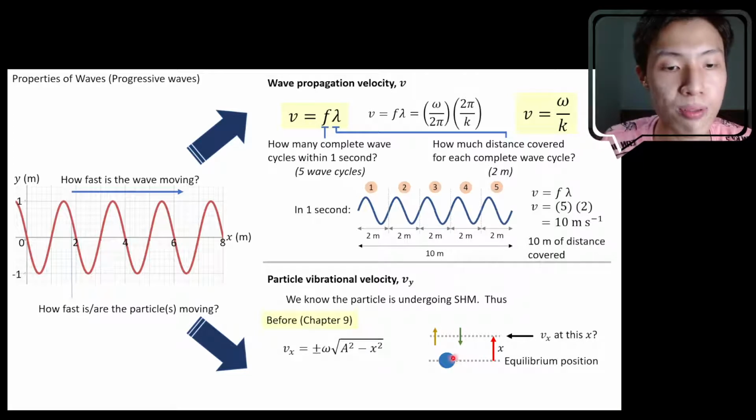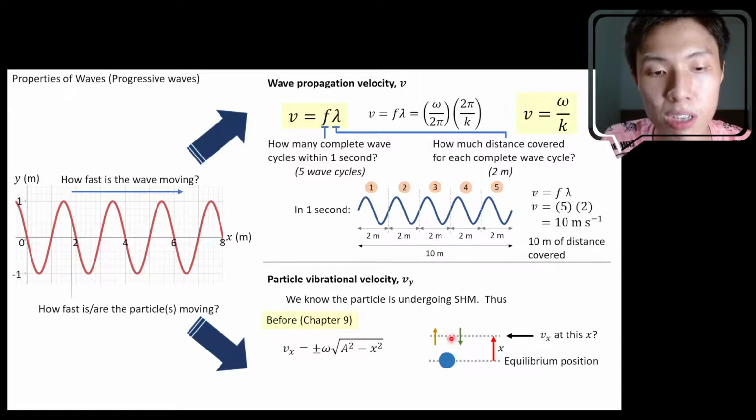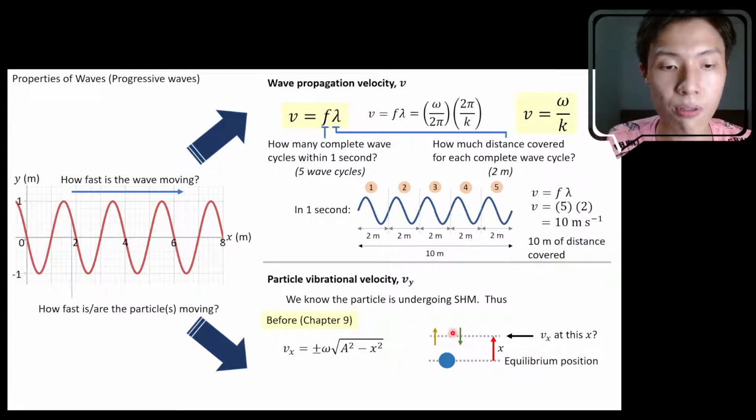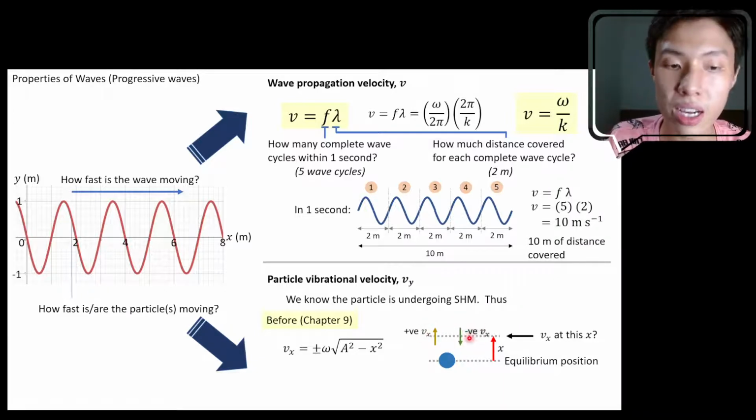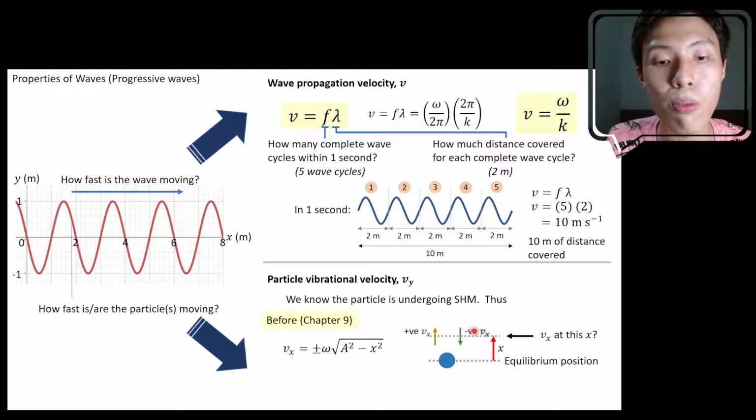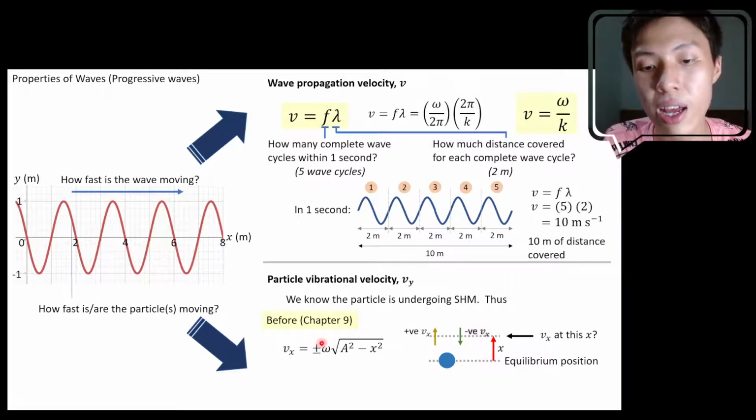But now you are specifying the displacement. If you are specifying this displacement x here, well, you can arrive at this displacement in two different ways. One is by moving upwards from the equilibrium position and reaching this point. One is by moving downwards from the maximum displacement and reaching this point. So if it's an upward motion, then the velocity will be a positive Vx. If it's a downward motion, then it's a negative Vx. So it can be both. It can be positive, it can be negative. That's why your answer has plus minus in front of it.